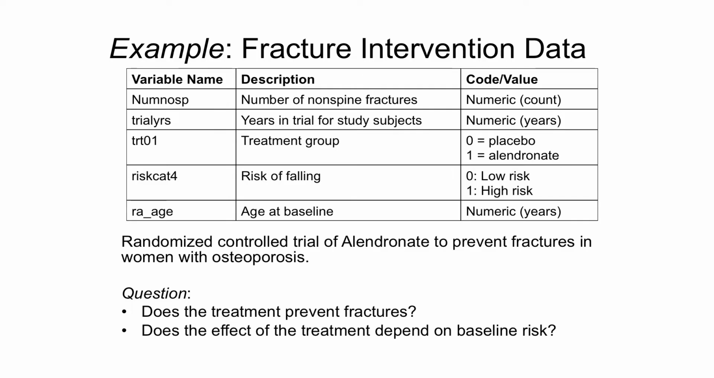Since we're interested in fractures, the variable number of non-spine fractures should be our count outcome. And we can see that there's a variable for number of years in the trial, so this would be our offset. So ultimately, we're interested in the rate of fractures during follow-up, but we need to specify the count and offset for this rate when we model this using statistical software.